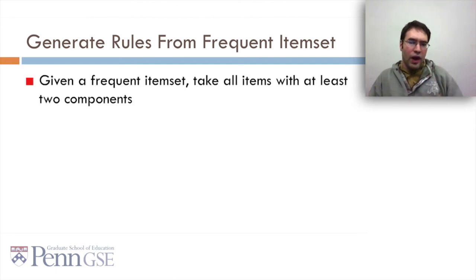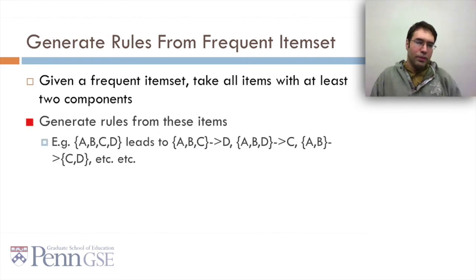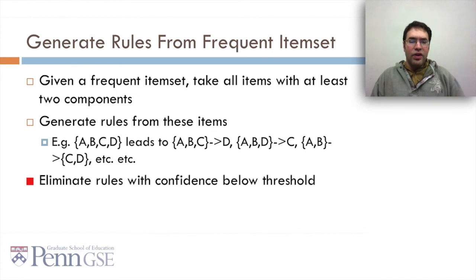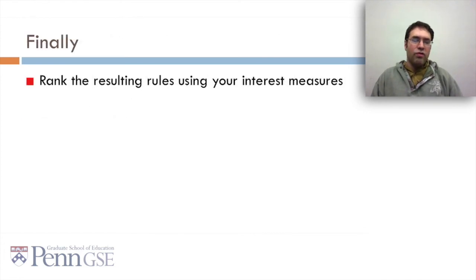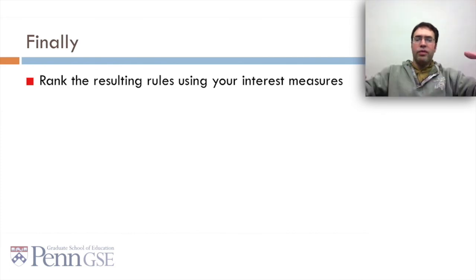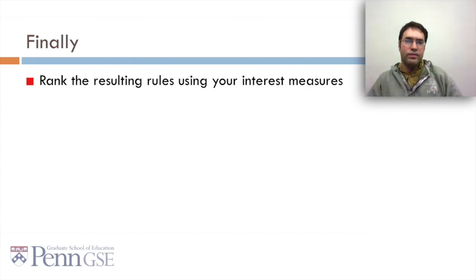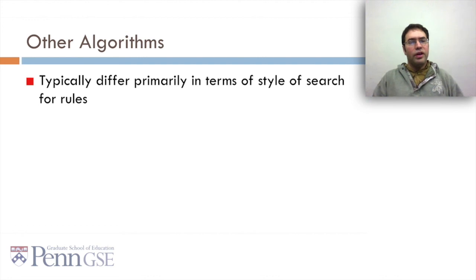So given a frequent item set, take all the items with at least 2 components, so we're going to throw out the singletons, and generate rules from these items. So ABCD will give you ABC predicts D, ABD predicts C, AB predicts CD, and so on. Then we'll eliminate all the rules with confidence below the threshold. So finally, rank the resulting rules. You'll have a bunch of them, using your interestingness measures. Other algorithms beyond Apriori typically differ primarily in terms of the style of search for rules.